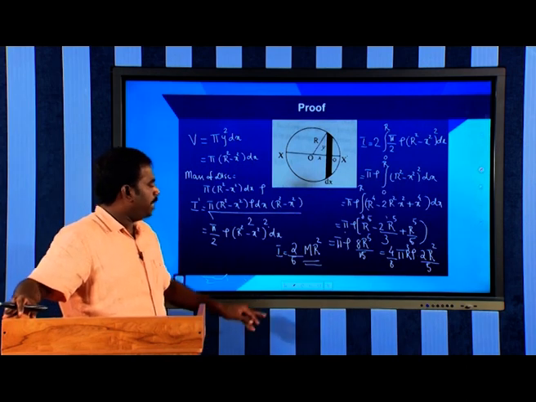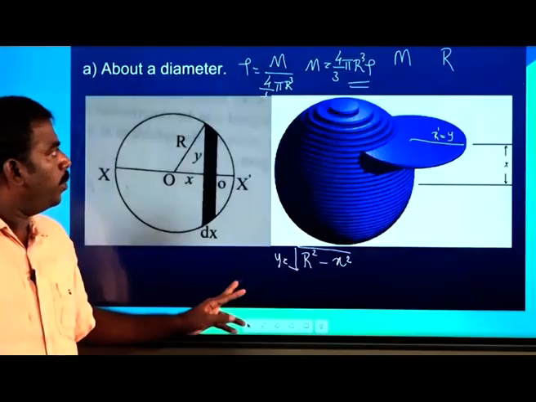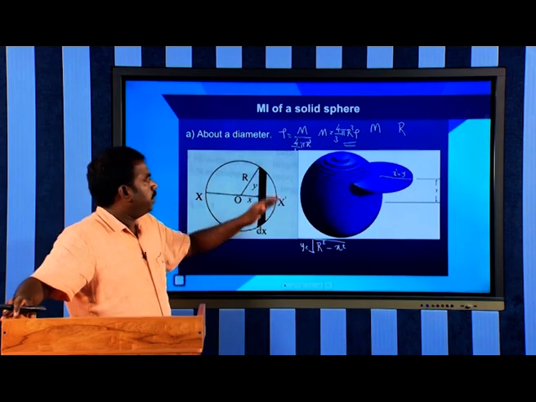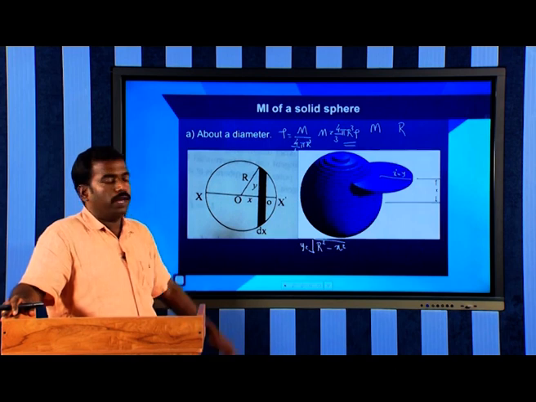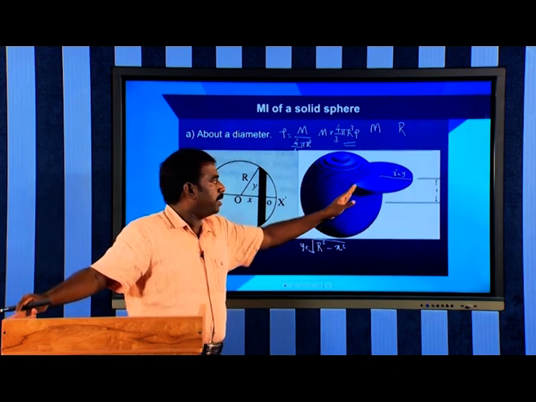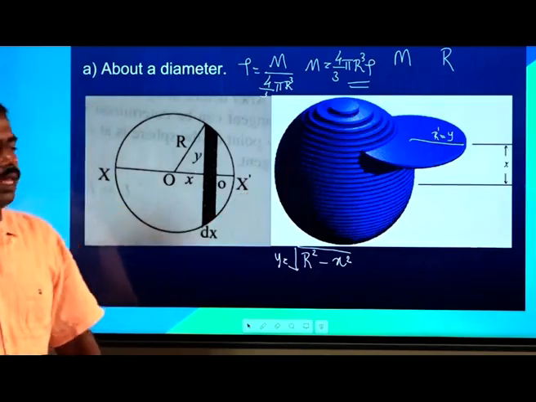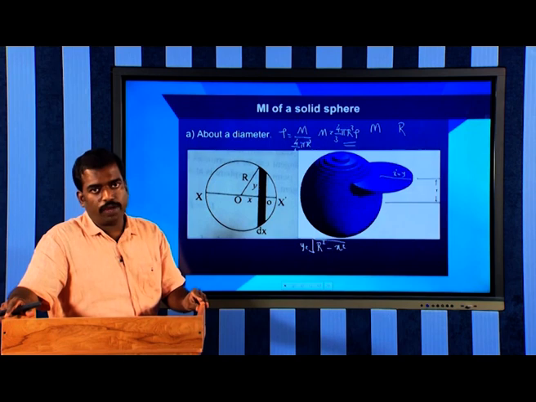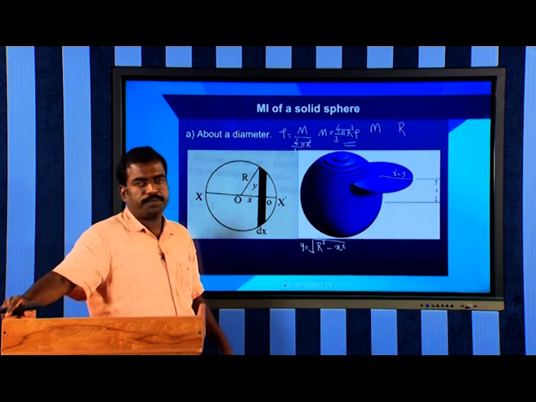We need to expect the same in our exam also. This is the moment of inertia of the sphere about the diameter. Here we will consider the sphere is made up of a large number of concentric discs, and we just imagine one such disc which is at a distance of x, and let y be the radius of that disc.